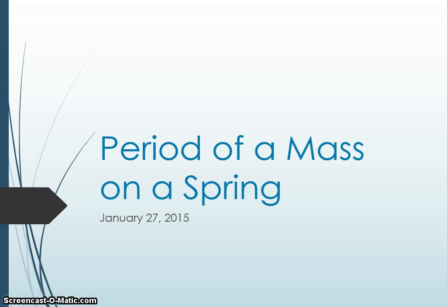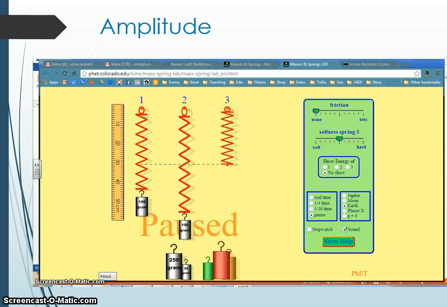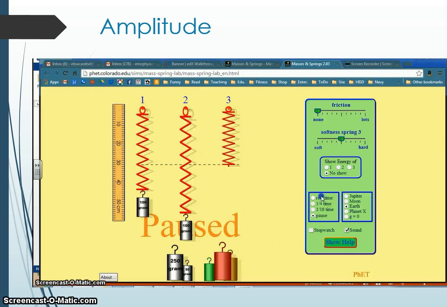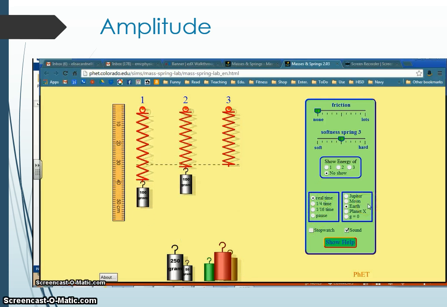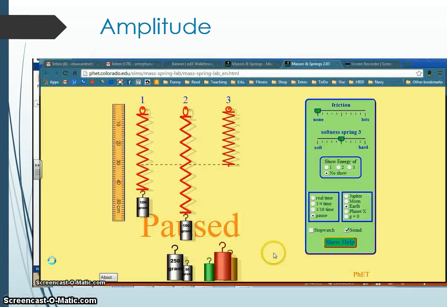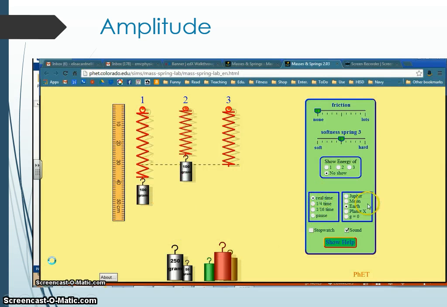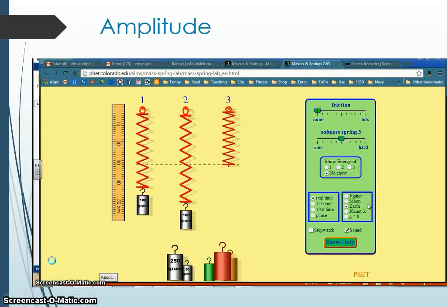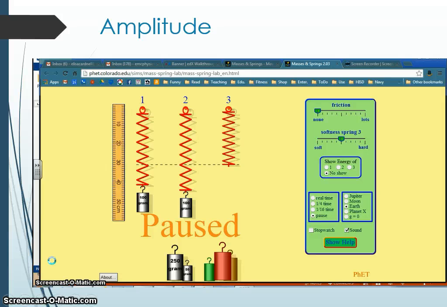Today we're going to look at the period of a mass on a spring that's oscillating. This simulation shows two different amplitudes. We'll watch it again. And we can see that clearly, even though the one on the right appears to be going faster, the period is the same.